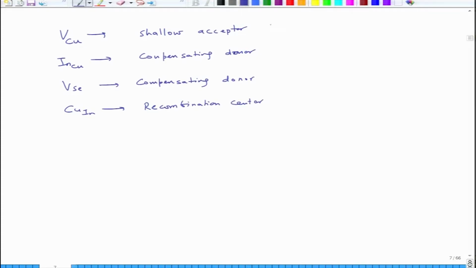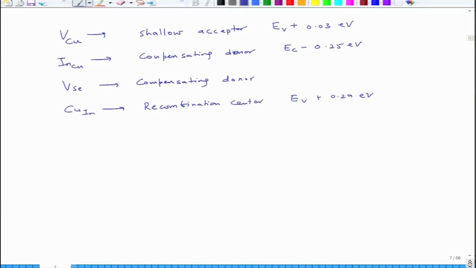And if you look at the values in terms of energy levels, this creates an energy level at EV plus nearly 0.03 eV. It is very close to the valence band. This creates an energy level at EC minus 0.25 eV. This is probably roughly similar, and copper on indium is about EV plus 0.29 eV. So these are different energy levels that one can create within the CIGS band structure by putting in impurities. There are various other things which are possible.